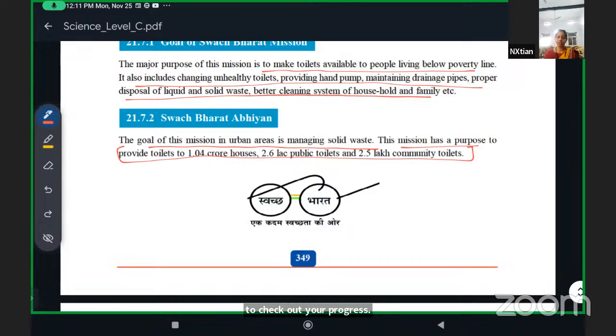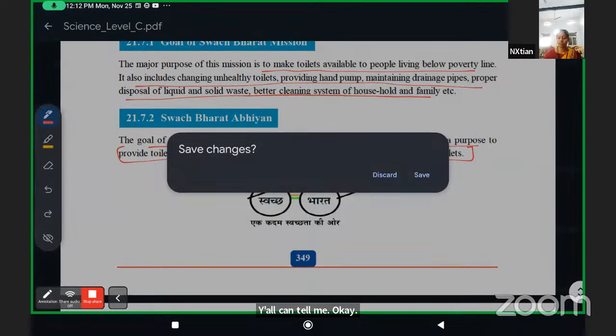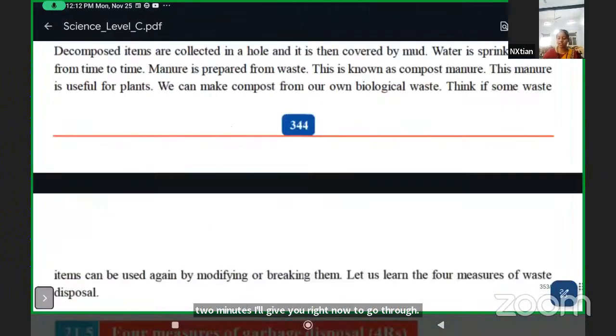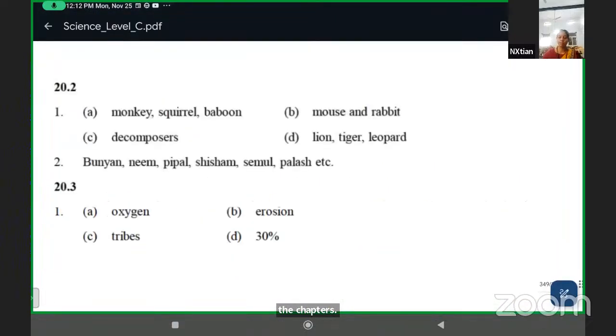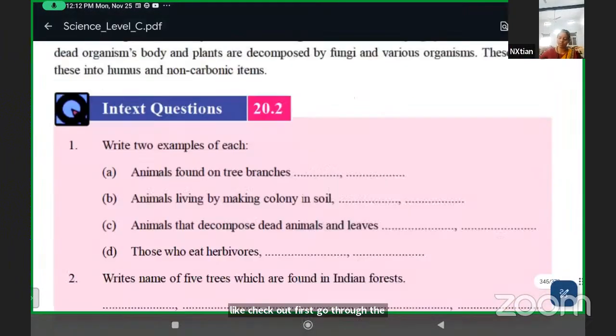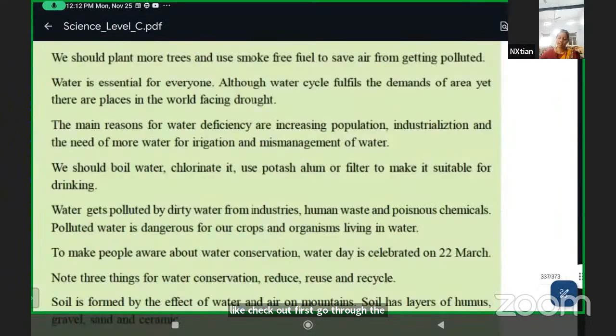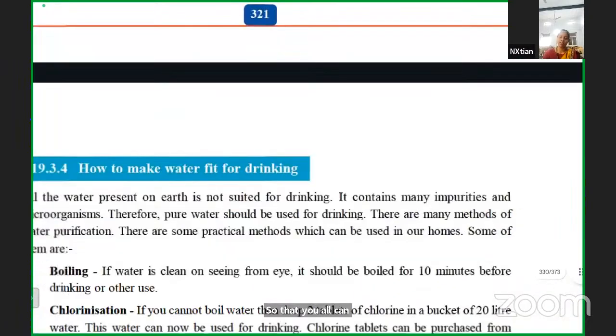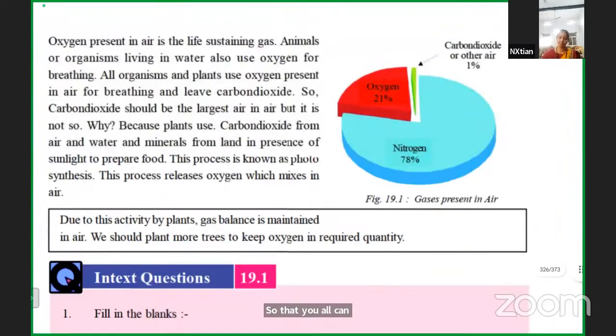Also, we can keep doubt sessions for science now. If there is any doubt in any of the chapters, in any topic or concept, you can tell me. I'll give you 2 minutes right now to go through the chapters once again. Check the index page of the book. I'll open it, ma'am, so that you all can see if any hard chapters are there. Then you can let me know, and I'll take its revision.